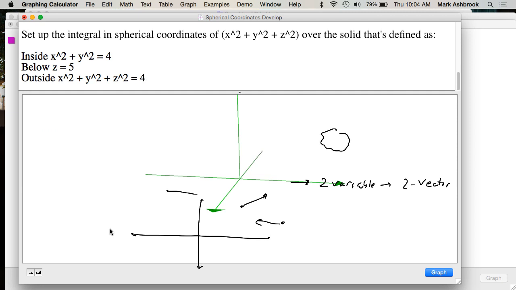A two-dimensional vector. You get one vector, but it's two-dimensional.